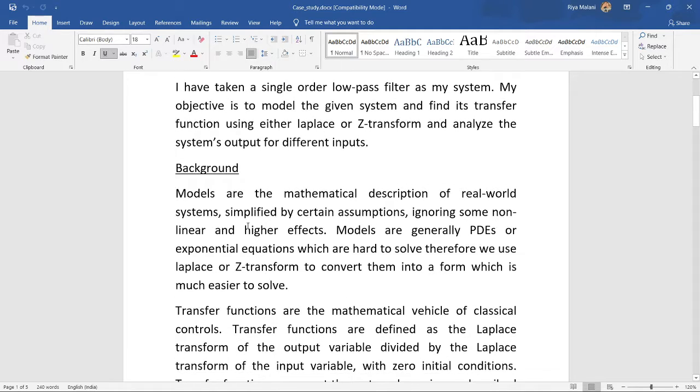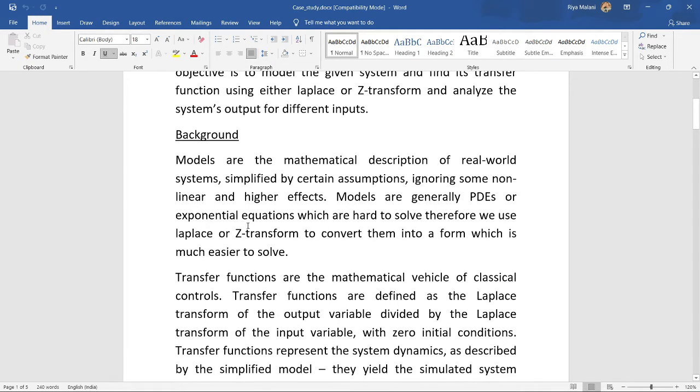And for some background knowledge, models are basically a mathematical description of a real world problem. They are simplified using some assumptions, ignoring some nonlinear effects. So, models are generally partial differential equations or exponential equations, which are very hard to solve. Therefore, we use Laplace transform to convert them into a form which is much easier to solve. They are then converted into simple algebraic linear equations, which we can solve easily.